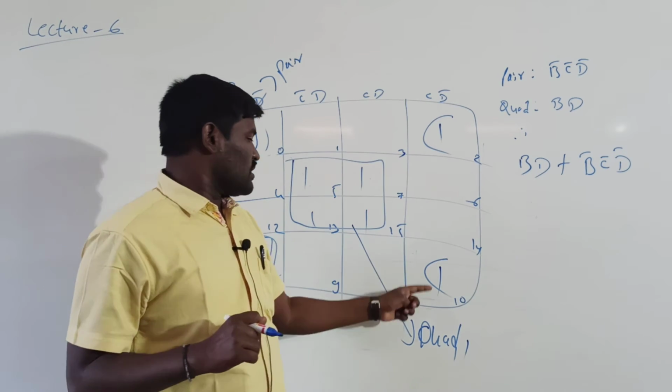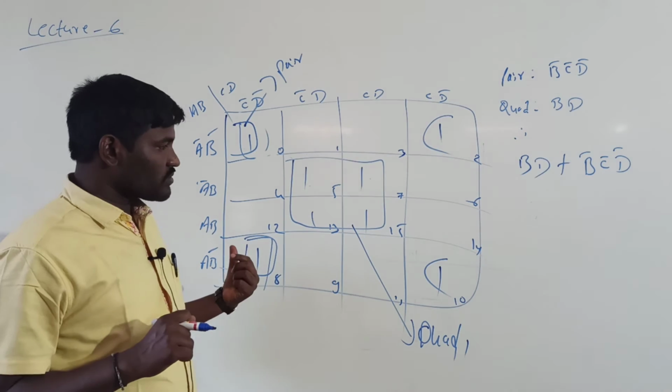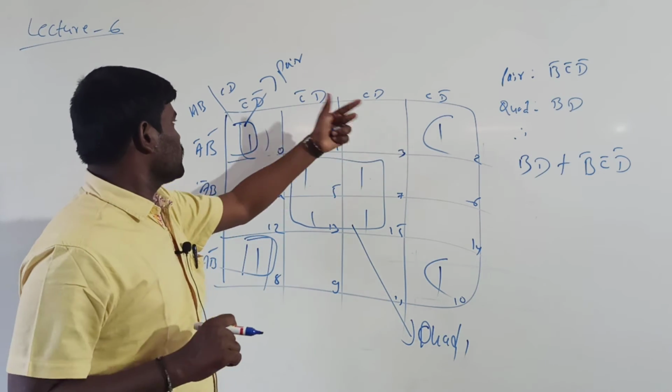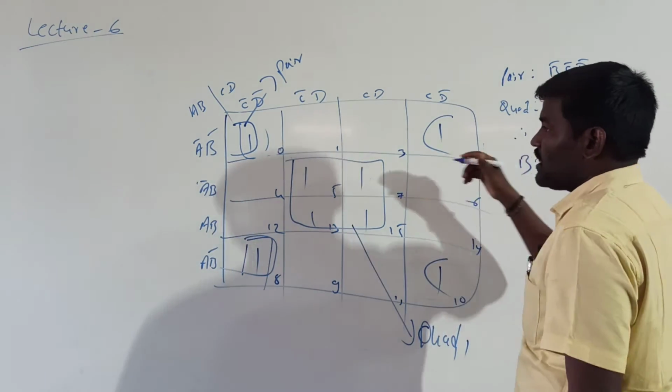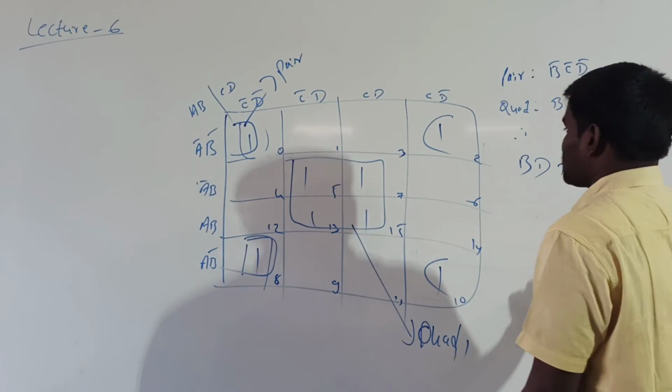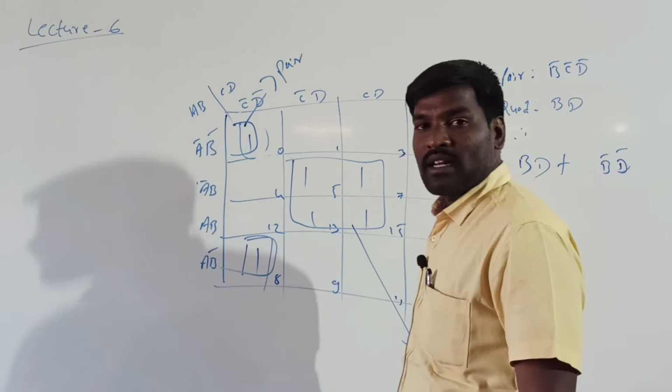See here, 1 1 1 1 is there. In these 2 columns, the common term is D bar, and in the first row and last row, the common term is B bar. The answer is B bar, D bar.